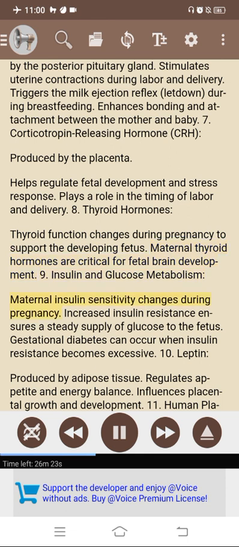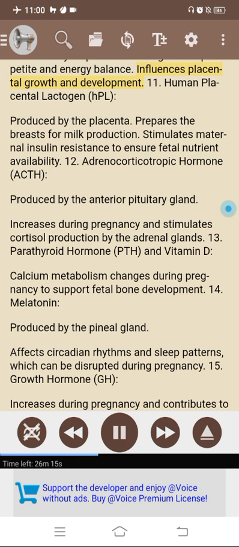9. Insulin and glucose metabolism. Maternal insulin sensitivity changes during pregnancy. Increased insulin resistance ensures a steady supply of glucose to the fetus. Gestational diabetes can occur when insulin resistance becomes excessive. 10. Leptin. Produced by adipose tissue. Regulates appetite and energy balance. Influences placental growth and development.